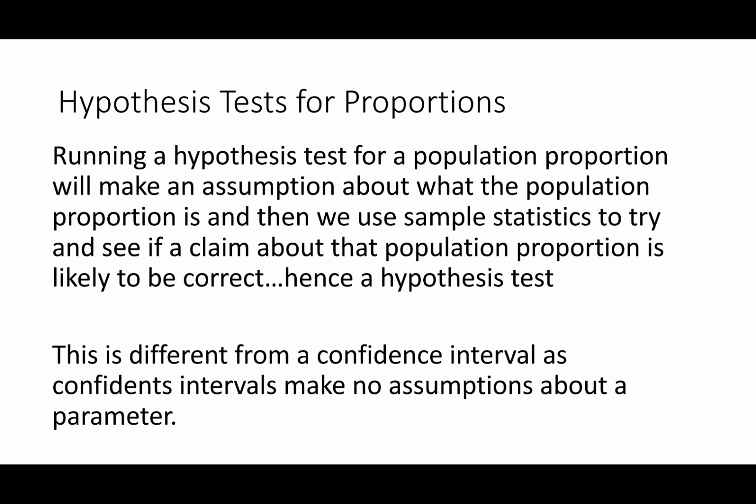A hypothesis test works slightly differently. It makes an assumption about the value of your population parameter. What do you assume that value to be? And essentially now, we use sample statistics to test the validity of that assumption. So it's different from a confidence interval in that we assume something about our parameter. Confidence intervals make no assumption about what your population parameter is.